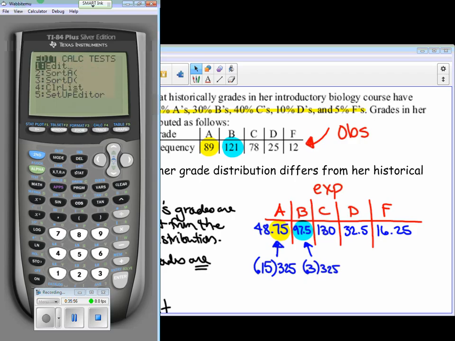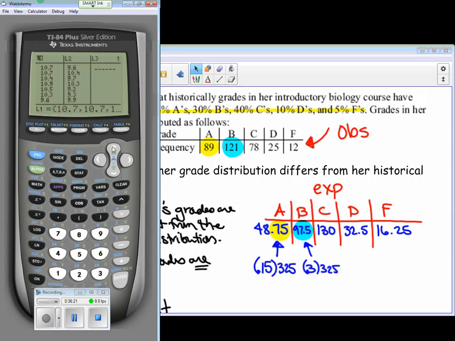Stat and edit. So you want to make sure that we clear those out, if my smartboard is working. Clear them out and go ahead and enter those values in. And again, observed goes in list 1, and expected, the ones we calculated, go in list 2.